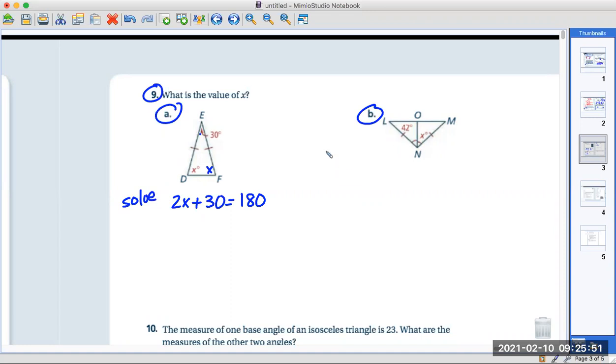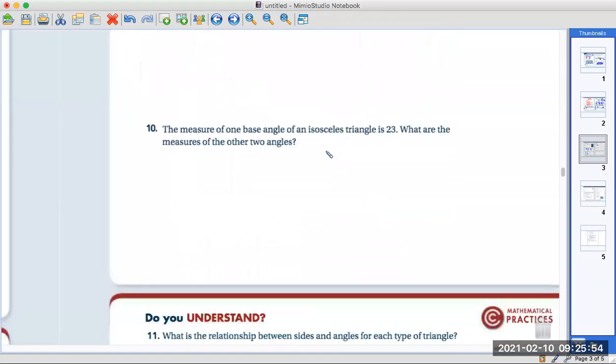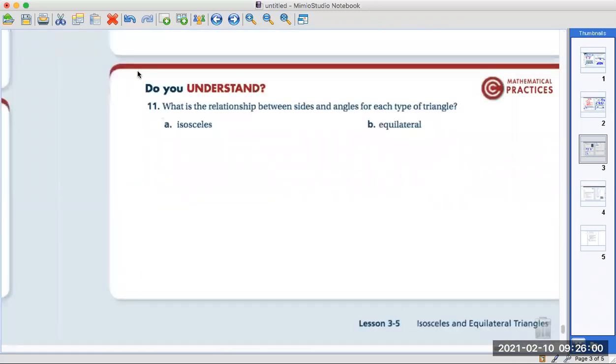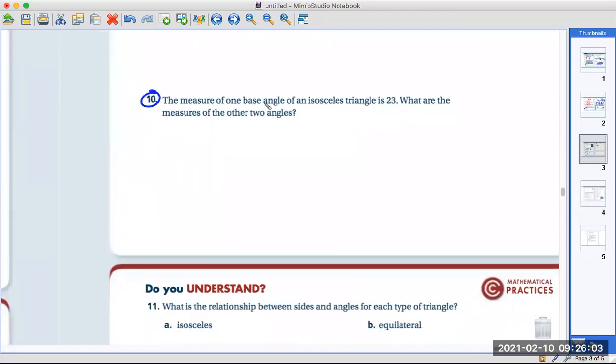So I'm getting you started here. I'm not helping here. I want you to kind of look at these things yourself. For number 10, you're going to draw your triangle. It's easier when you draw it out. The measure of one base angle is 23. What are the measures of the other two angles? You can draw it out to help you. 23. What's this one? And what's this one? This is the vertex angle. These are the base angles. So sometimes a picture helps.